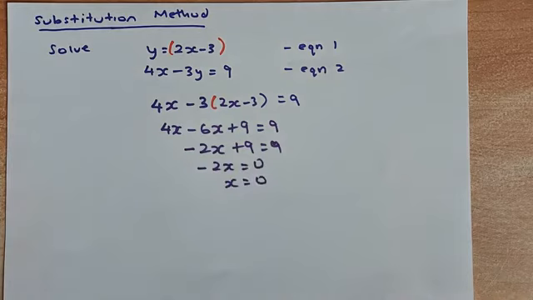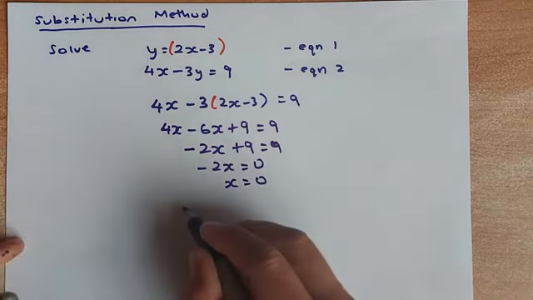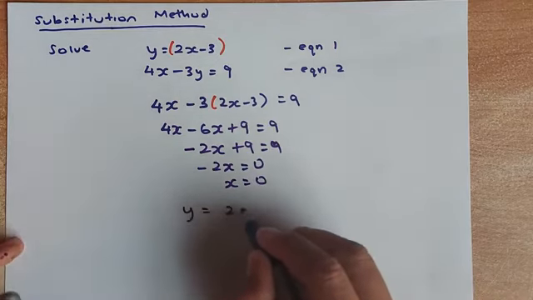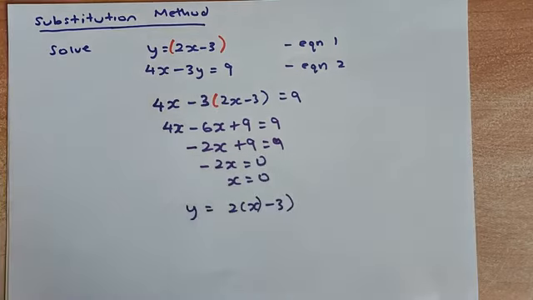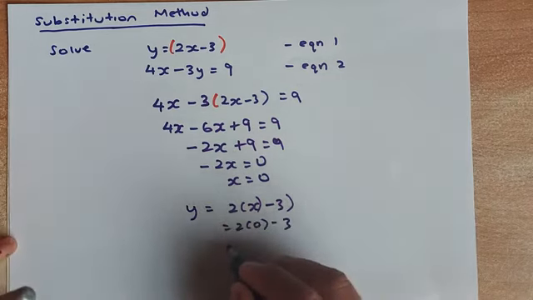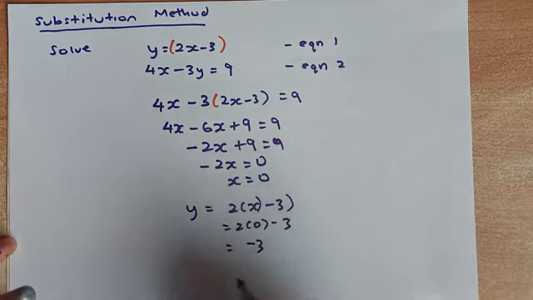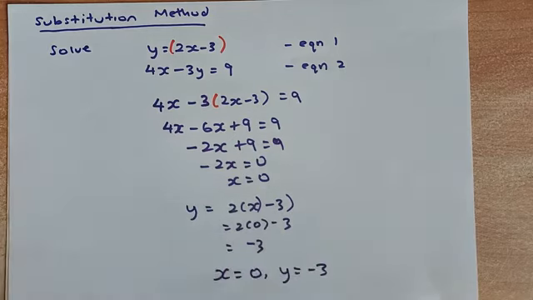To find your y, you need to substitute into equation 1 or 2. I think equation 1 looks easier. y is 2x minus 3. And now you're going to substitute your x as 0. So 2 times 0 minus 3, and the answer is going to be minus 3. And your overall answer: x is 0, y is negative 3. That is how you do the substitution method.